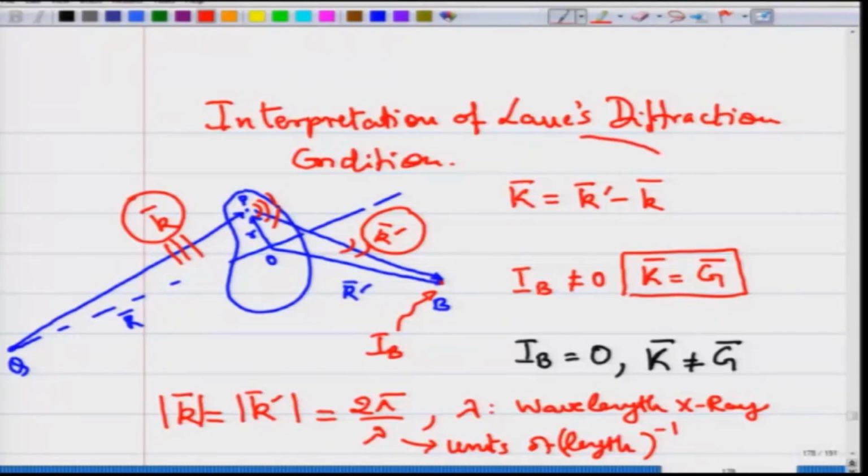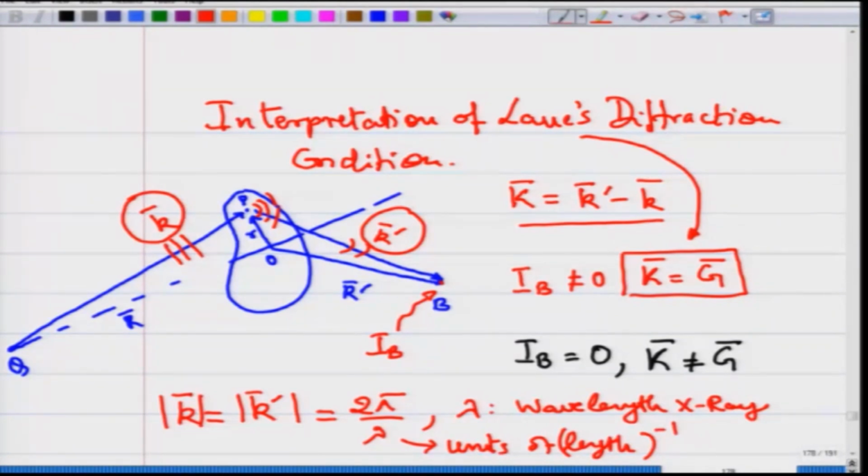And this is Laue's diffraction condition: to get a maxima at the detection point B, your scattering vector, which is the difference between the scattered wave vector and the incident wave vector, must be equal to your reciprocal lattice vector. Then you will get a maxima at point B, and there will be no maxima, or zero, at point B if this condition is not satisfied. So this is Laue's condition and we will see how to physically interpret it.